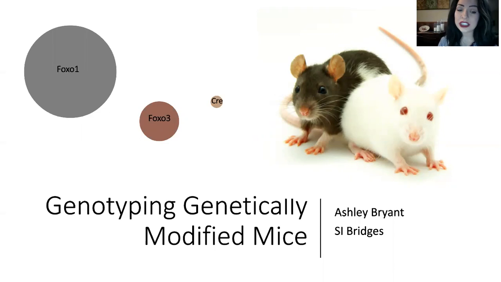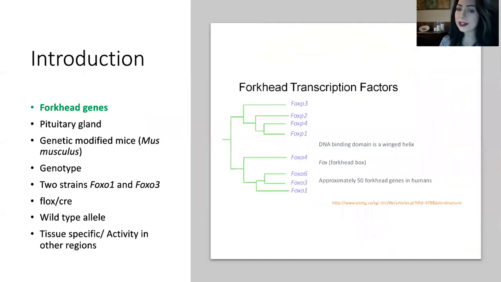My summer research project is genotyping genetically modified mice. The genes we're genotyping are forkhead transcription factors. There're approximately 50 forkhead genes in humans, and the two we're closely observing are FOXO1 and FOXO3. As you can see, they're closely related.